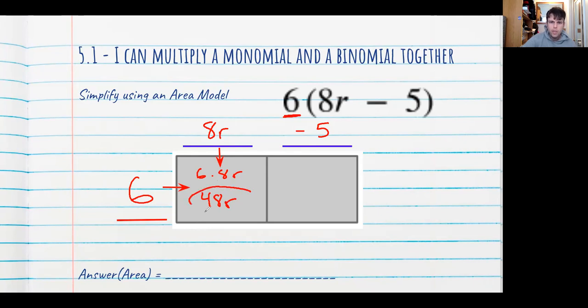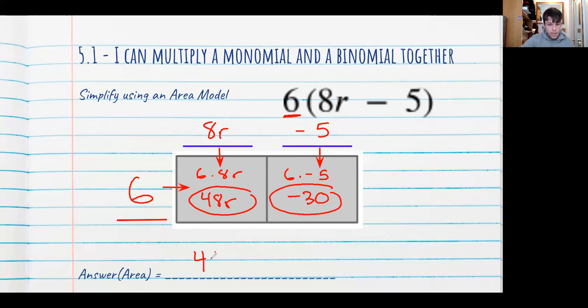So I get 48r, and then I'm doing 6 times negative 5. So negative 5 is in here, so 6 times negative 5. Let's write that out. 6 times 5 is 30. Since I'm multiplying by negative, I'm going to get negative 30. All right, and so here are the two results after we distributed or multiplied these things together. And we want to take them down and write them out as our answer.